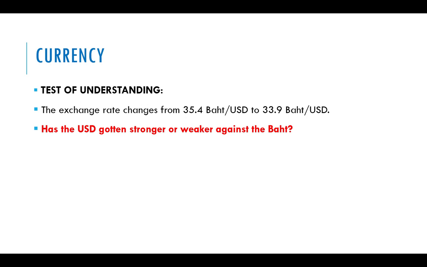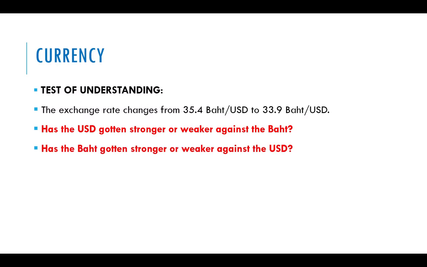So I want to know, has the US dollar gotten stronger or has it gotten weaker against the baht? Take a second and think about that. Hopefully you said weaker. Why has the US dollar gotten weaker? Well, before, 1 US dollar bought 35.4 baht. But now it only buys 33.9 baht. The dollar is weaker against the baht. It buys less baht than before.